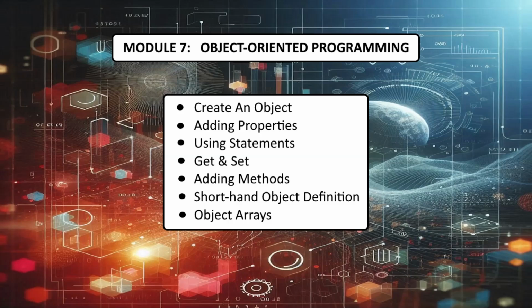In this module, we'll start by creating a new object class and define some properties of the object. We'll take a brief look at what the using statement is, then expand on the get and set statements in properties. We'll add some public and private methods and show a shorthand way to instantiate an object. Finally, we'll demonstrate using arrays of objects.